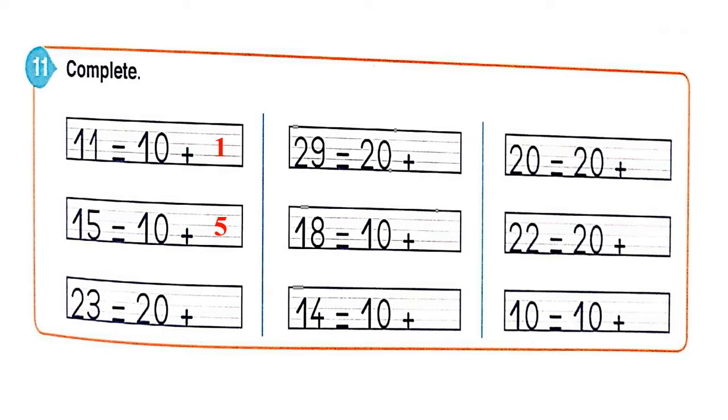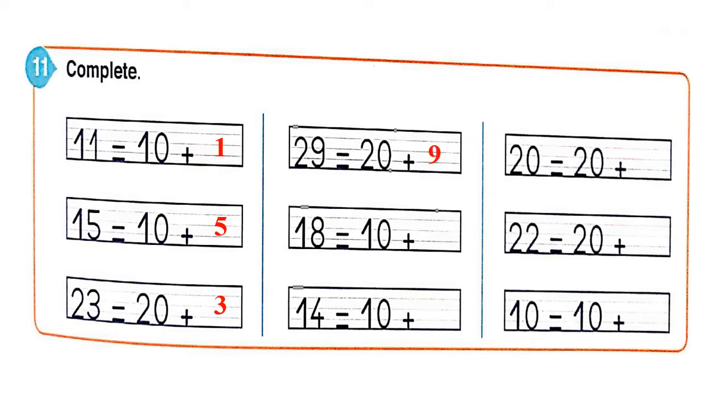23 is equal to 20 plus a number, the ones. How many ones do we have in 23? If we want to know how many ones there are in 23, we have to look at the digit to the right. So it's 3. That's why 23 is equal to 20 plus 3. 29 is equal to 20 plus a number, the ones. How many ones do we have in 29? We have to look at the right digit. So the right digit in 29 is 9. That's why 29 is equal to 20 plus 9.